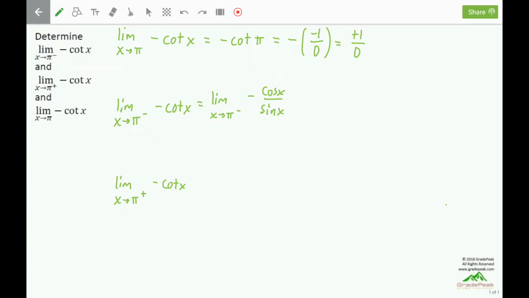Pi can then plug in for all other x's, which will give negative cosine of pi divided by a positive 0, which is equal to a negative, the cosine of pi is a negative 1 over positive 0. A negative times a negative 1 is a positive 1 over a positive 0. Positive over positive is positive, non-zero over 0 is an infinity, and there's the result of the left-sided limit.